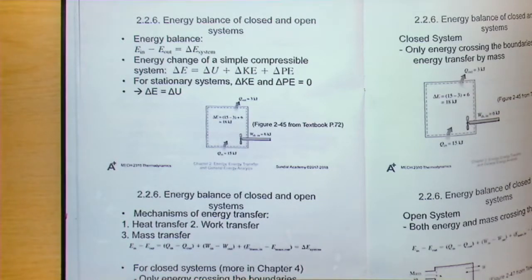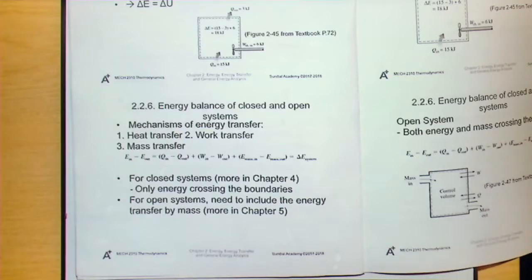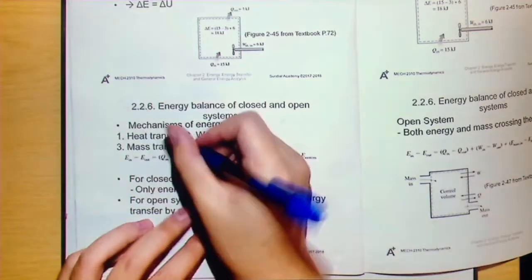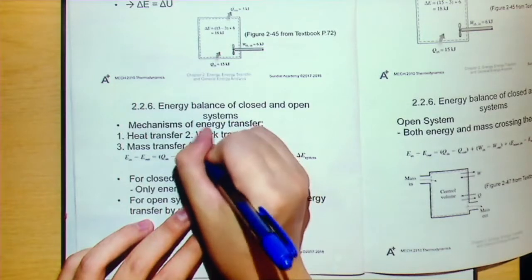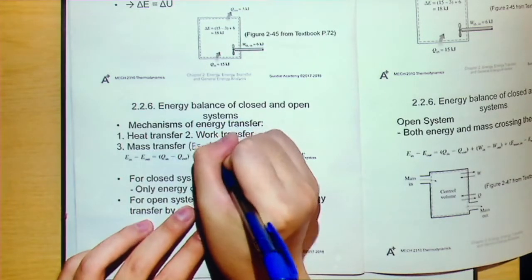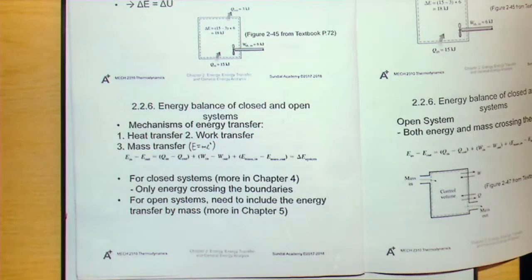This can be stated in a very intuitive sense. There are only three types of mechanisms of energy transfer: heat transfer, work transfer, as well as mass transfer. Mass is actually energy, given by the famous formula E equal to mc squared. So when there is mass flow across a boundary, there will be energy transfer.